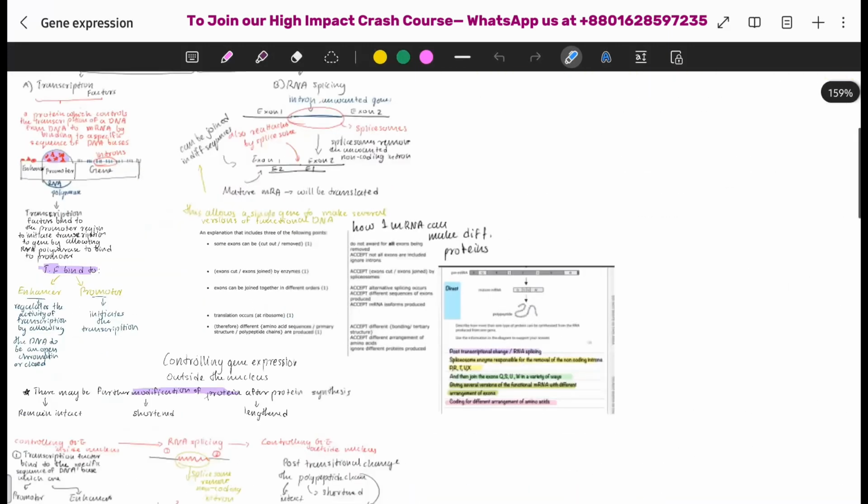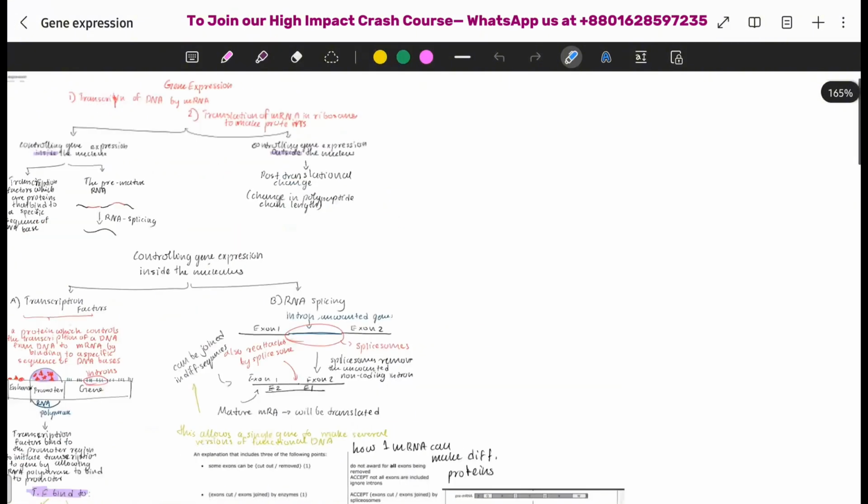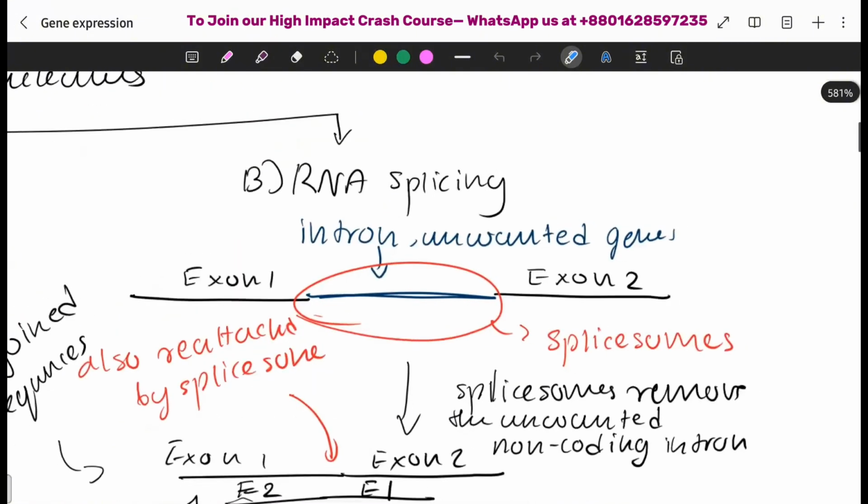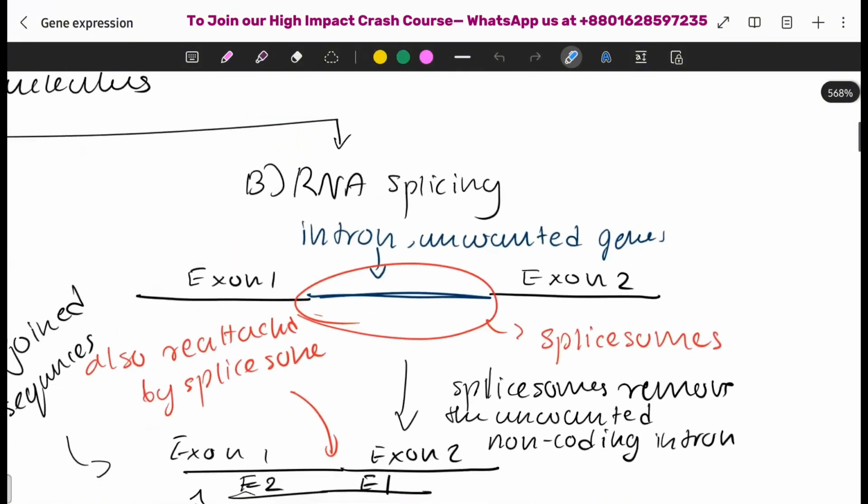Yeah, and for RNA splicing, we know the introns. This part is the intron. So it's the unwanted gene, the useless, non-coding part. So that is unwanted, so it will be removed. Okay, we don't need any unwanted part in our genes. That's why it will be removed. And the exons will be joined together.